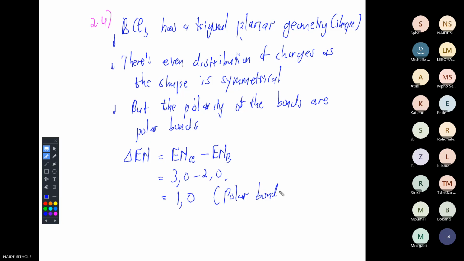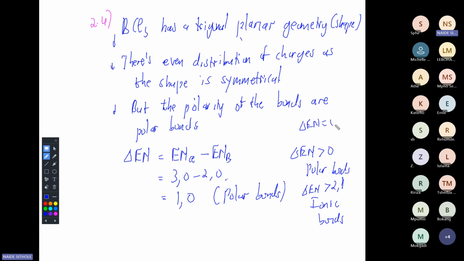Polar bonds. Remember, for as long as your change in EN is greater than 0, you have polar bonds. And then when your EN starts to be greater than 2.1, you have ionic bonds. And then when your EN is equal to 0, you have non-polar bonds. Know those things. So your change in electronegativity is 0, you have non-polar bonds. Your change in EN is greater than 0, you have polar bonds. Your change in EN is greater than 2.1, you have ionic bonds.